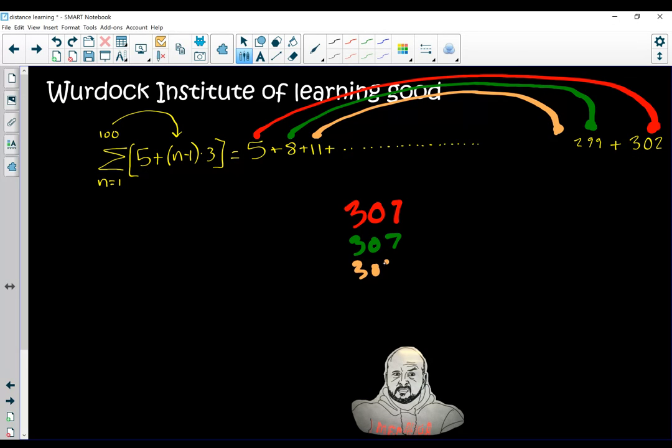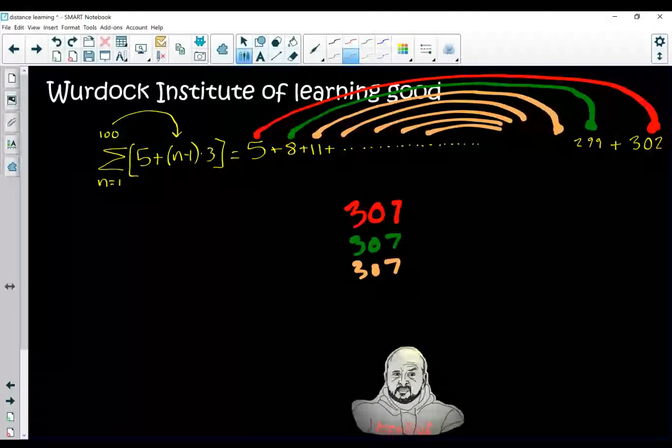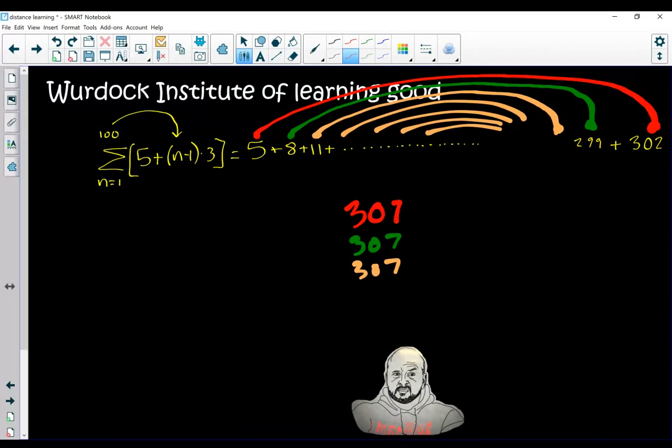Now some of you are like, oh, that's easy. Take 307 and multiply it by 100. Well, that's not true either. As you get closer and closer to the middle here, you're going to run out of terms. Actually, the 50th term, whatever that value is, will be added to the 51st term. They again will add up to 307. So we really need to think about not how many terms we have on this list, but how many pairs of terms.